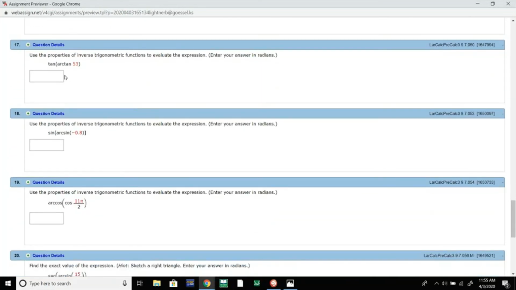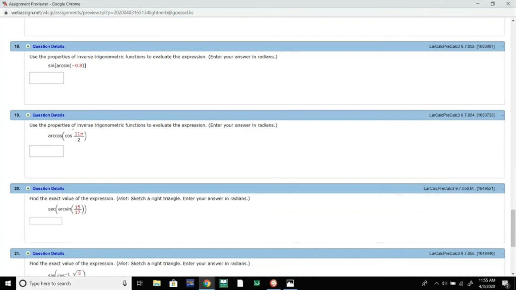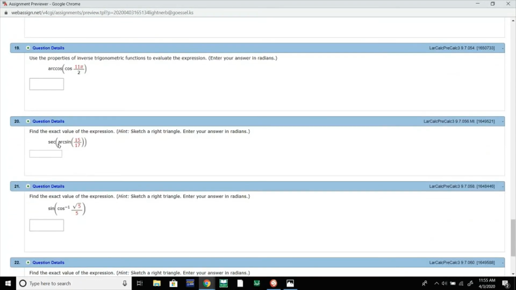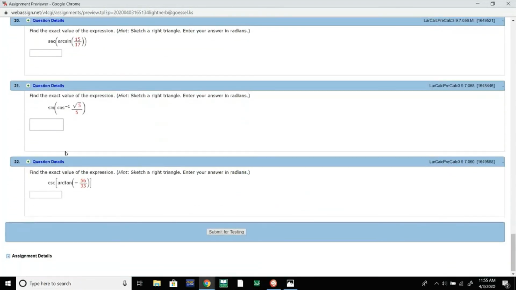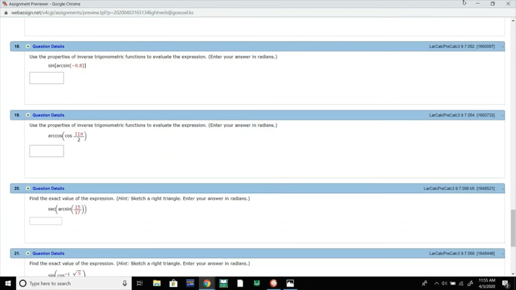These are the composition of functions. And notice these will be the same: tangent, arctangent, sine, arcsine, up until here. Now you have to start drawing those triangles. So these last three, you're going to be drawing those triangles like we just did for the last 3 examples.